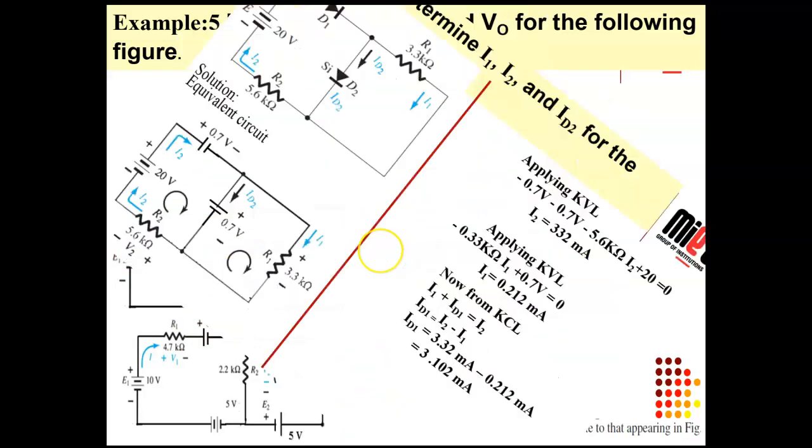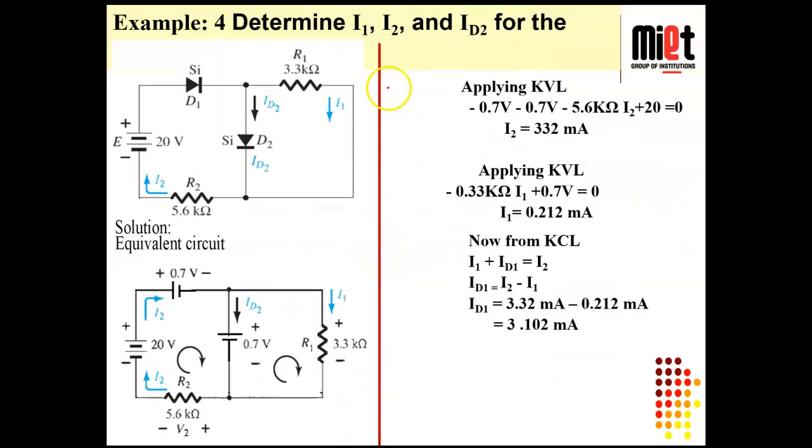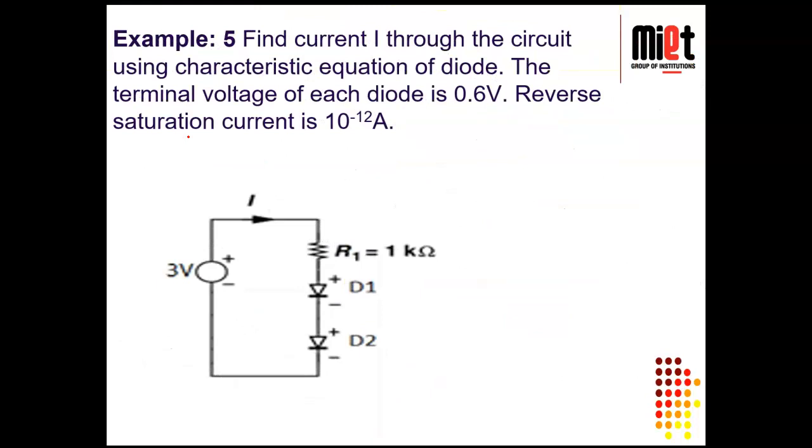Our next example, determine the I1, I2 and ID2. Okay, so what is the way? We have two loops and we can individually apply KVL, and easily we can calculate all the currents like in the previous manner. Okay, now example 5, find the current I. Here we have to calculate I. Replace this diode with 0 volt, 0.6 volt, 3 volt. We have to apply KVL in this loop, and you can easily calculate.